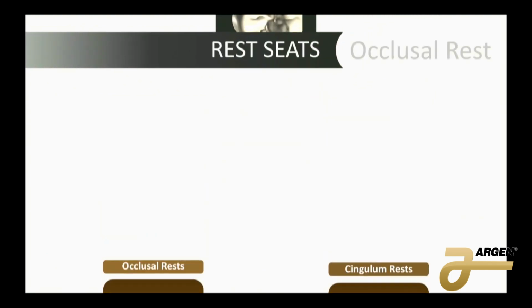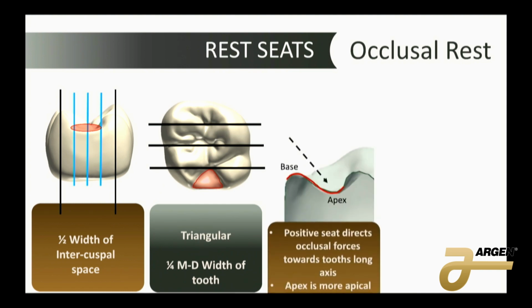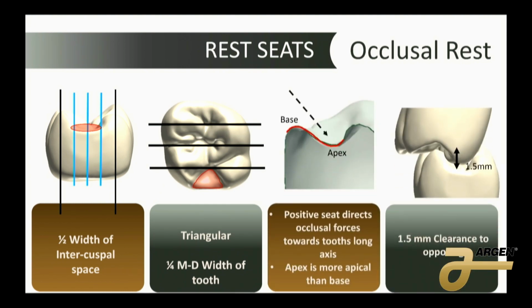So the occlusal rest seat. These are just some of the basic information. Very, very basic. So you want it about half the width of the full intercuspal space. So however wide your cusps are, you want it about half that wide. Should be generally triangular and about 1/4 of that mesial distal tooth. So if you split it into 4 slices, 1/4.